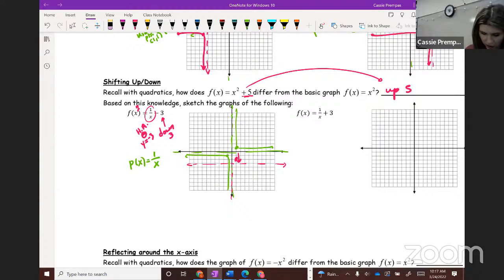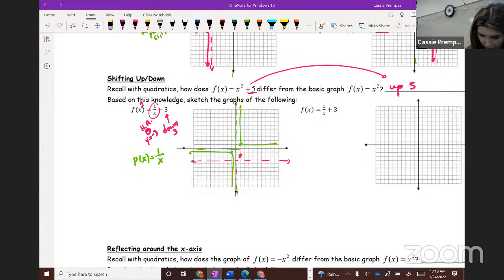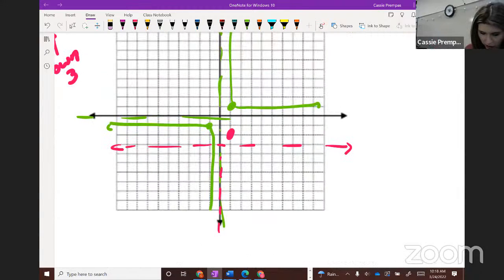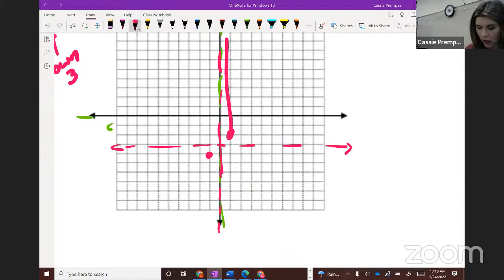I would take this point and move that down 3: 1, 2, 3. Now it goes here. And actually, once you have those points moved, you can really erase the original graph. Because when you have a point on the graph, it always goes through that point, gets close to the asymptote, but doesn't touch. And it goes through this point, gets close to the asymptote, doesn't touch.